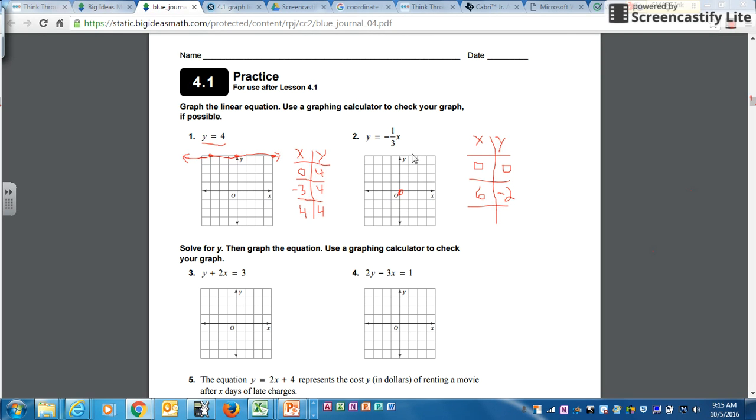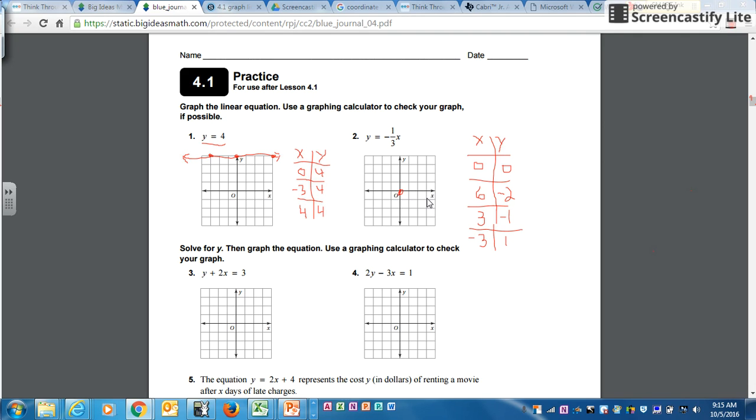Okay, and let's choose 3. That way it'll actually fit on our graph. So 1/3 times 3 is 1, or negative 1/3 times 3 is negative 1. Okay, and I'm going to add another one since I know (6, -2) is not going to fit on my graph. So I'm going to choose negative 3. And a negative times a negative makes it a positive.